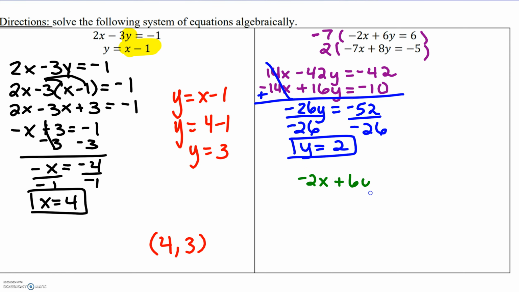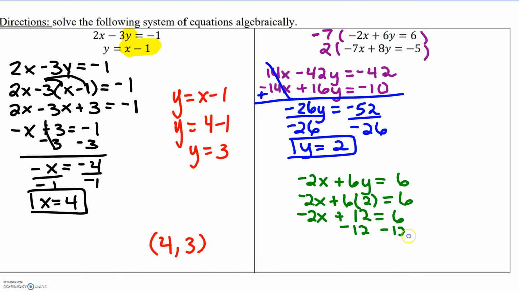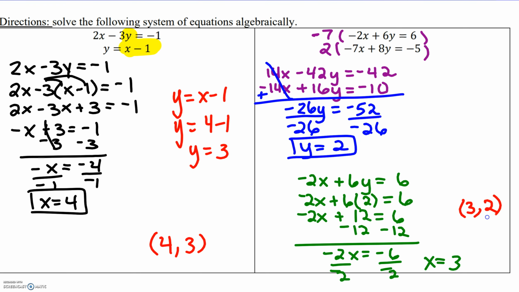-2x plus 6y equals 6. -2x plus 6, we said our y value was 2. -2x plus 12 equals 6. Subtract 12. -2x equals -6. Divide by -2, and x is equal to 3. So our solution for this second one right here is going to be x comma y, so 3 comma 2.